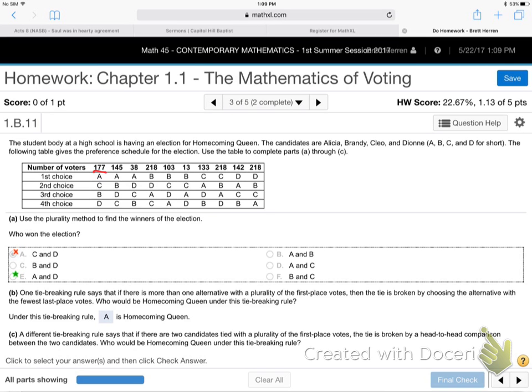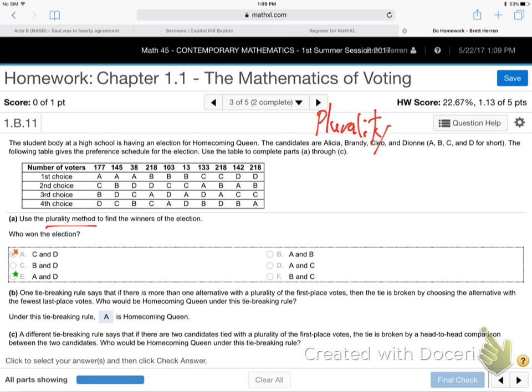177 people like A best, followed by C, then B, then D. 145 people, da-da-da, on you go. So there's the preference schedule. Using the plurality method. What is the plurality? Let me write it up here.